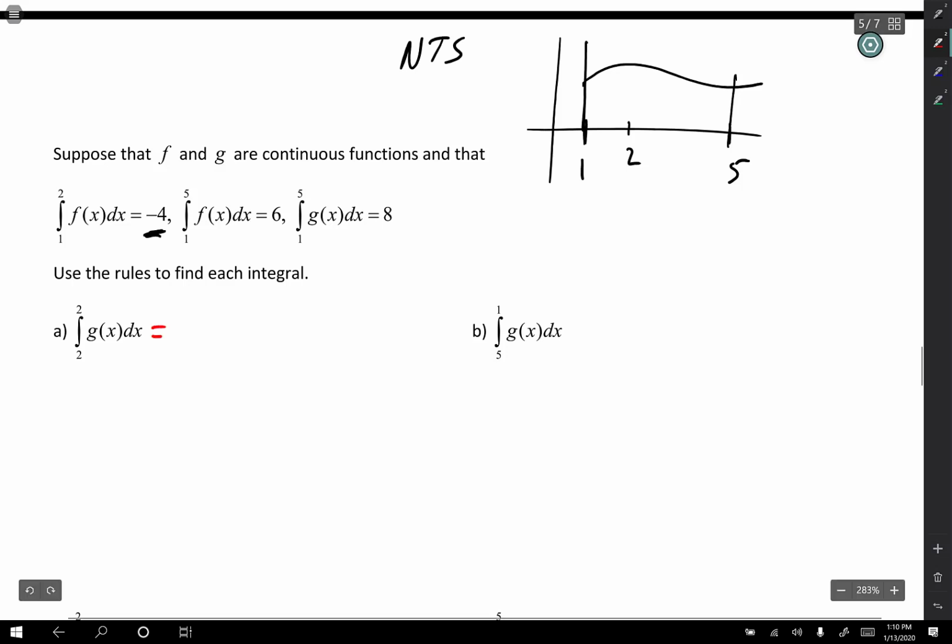Using the rules, from 2 to 2 of g of x, have you moved? No, so this area is going to be 0. Yay or nay? Yay. All right, this one right here. I start at 5 and I work my way towards 1. I'm counting backwards. So I'm looking at this one right here in particular. See, it says 1 to 5 is 8. So that means 5 to 1 has to be negative 8.